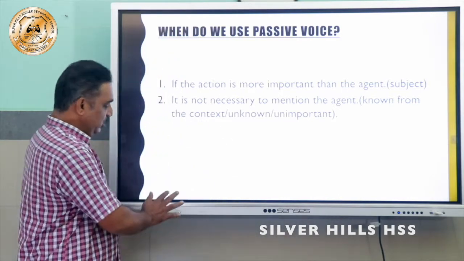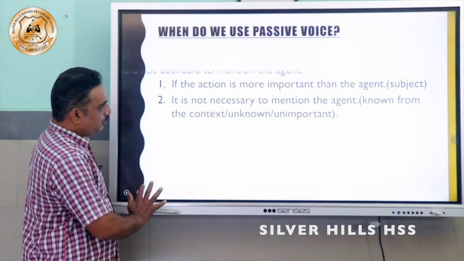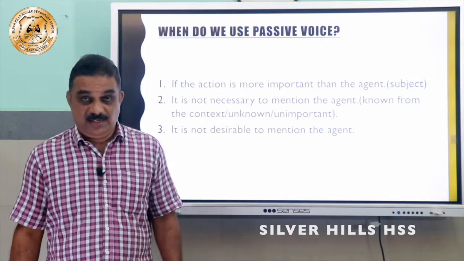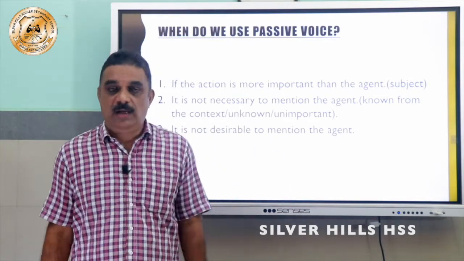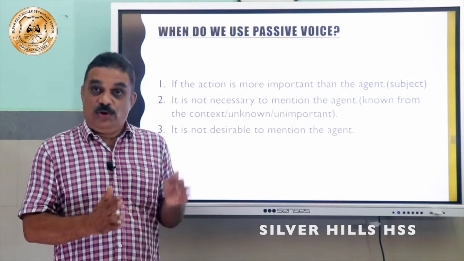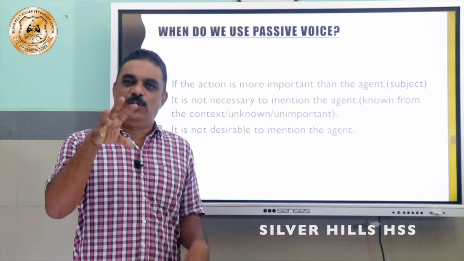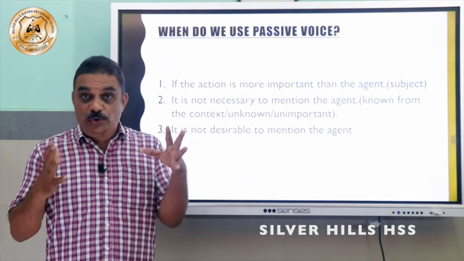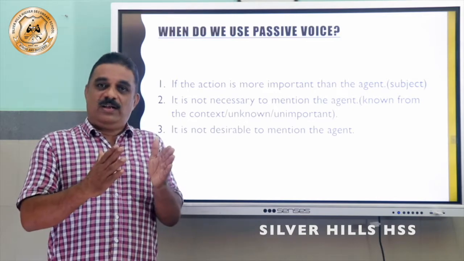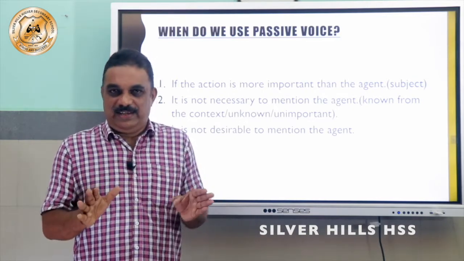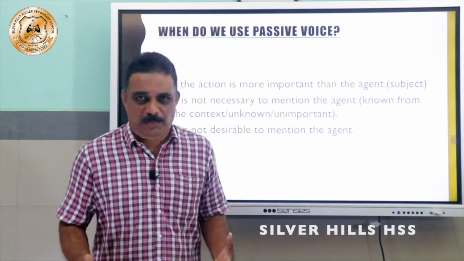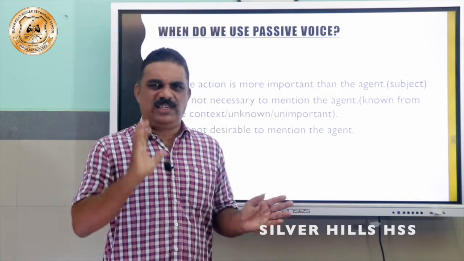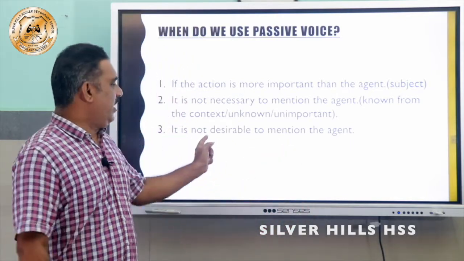Now, next thing, it is not desirable to mention the agent. In certain contexts we will have to avoid the by agent, or the subject part. Then we are focusing only on the action. For example, the man was shot dead and we don't know who killed him, and we can't tell the person exactly. In such contexts, or some other consequences may be there if we mention the agent or the doer of the action, as a safe mechanism, we can use this.